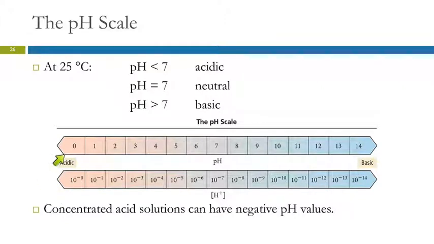So when we take the negative log of this, we break this down into a scale that's 0 to 14. So in the middle, when you have a neutral solution, you're going to have a concentration of 10 to the minus 7. The negative log of 10 to the minus 7 is 7. Logarithm is what is the power that I raise 10 to get this number.